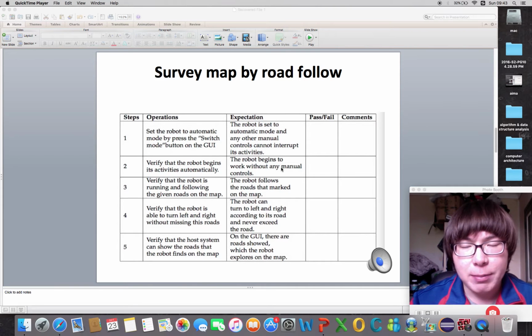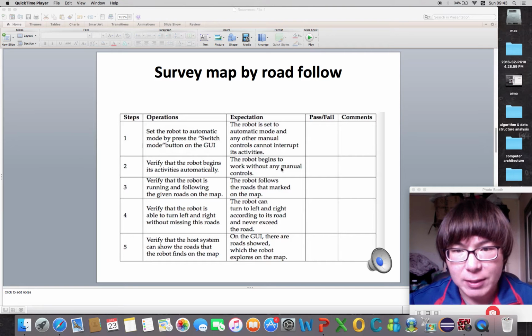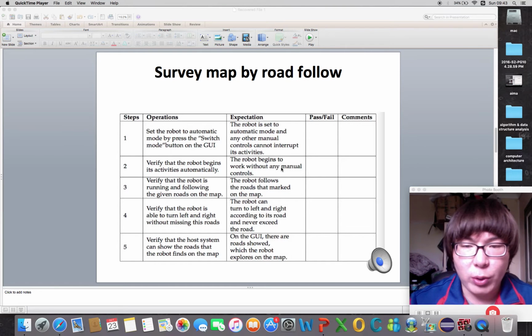For this expectation, we will think about whether it can be achieved. When it's achieved, we will write pass and give some comments. If not, we will write fail and also give some comments. So the survey map by road follow, we divided it into 5 steps. It's showing on this graph.